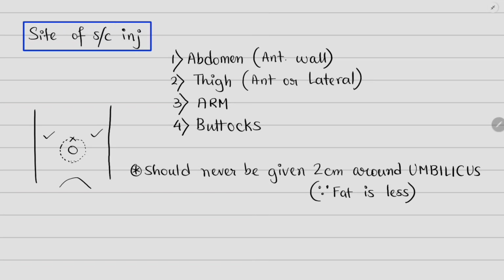Now an important point to remember, which will clarify the subcutaneous route further, is that site of subcutaneous injection are 4, mainly abdomen, like the anterior wall, thigh, the anterior or the lateral wall, number 3 is arm, and number 4 is buttocks. You should never give insulin subcutaneously in the 2 centimeter radius around the umbilicus. Now, since the fat is less, if you give the insulin in this umbilical region, then the insulin will get in the bloodstream very quickly, and that will cause a hypoglycemic shock.